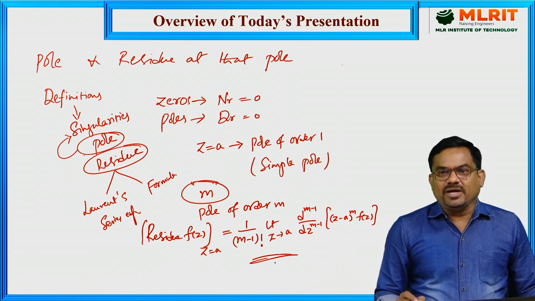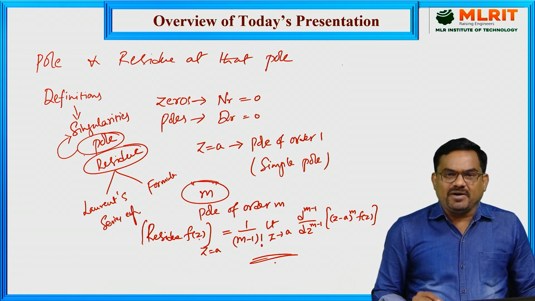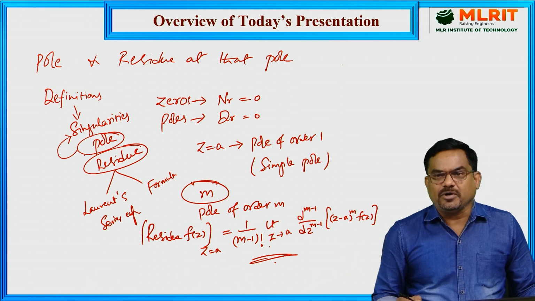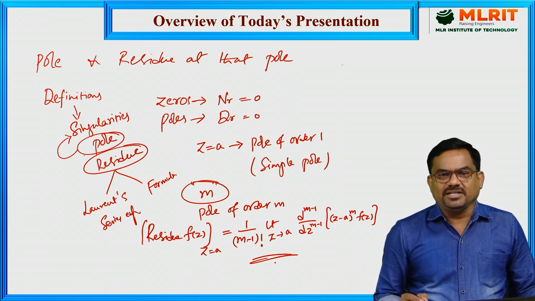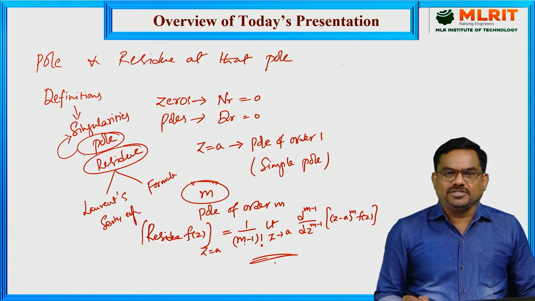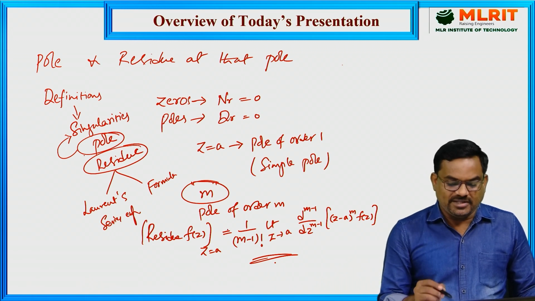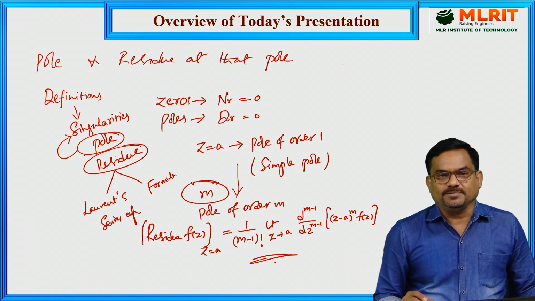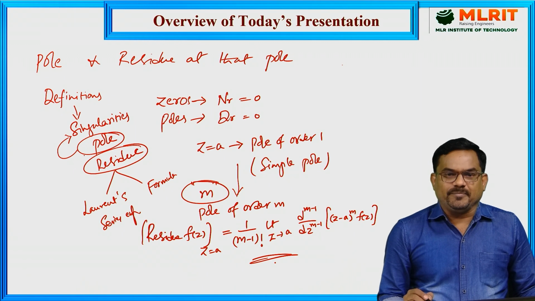You can find the residue of a function f of z at a simple pole, that means a pole of order 1, also using the same formula. Put m equal to 1 here. So, you can find the residue of f at a simple pole. Today we are going to find the residues using this standard formula. Let us solve some problems on the same.